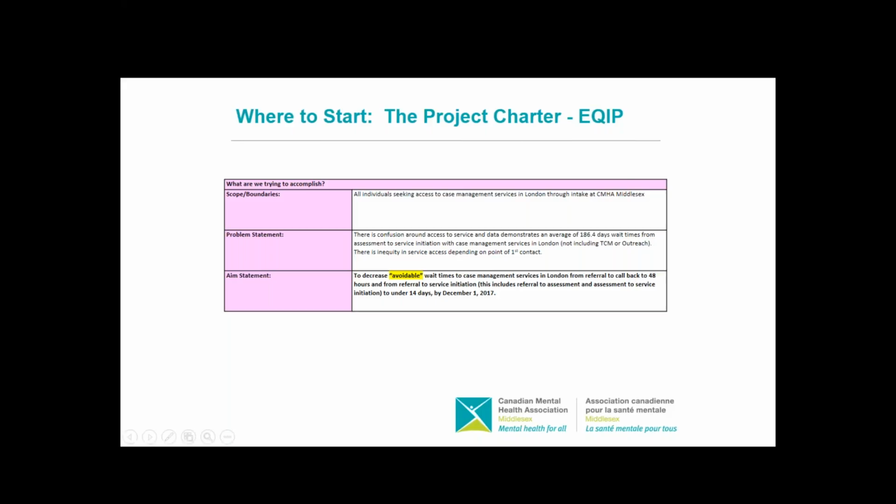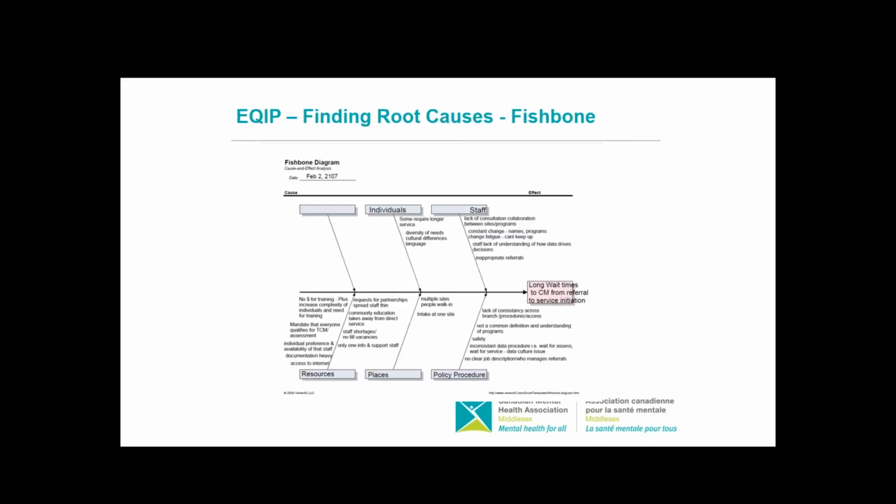What you'll find as you go through quality improvement, if you're using a project charter like this, is it goes through many iterations as you hone in on what your project's going to be and what the actual improvement is that you want to see. So this is probably about our fourth iteration, and we added the word London because we recognized we actually have case management in Strathroy and Exeter and other rural sites, and we weren't talking about access to those services, so we had to fine-tune again.